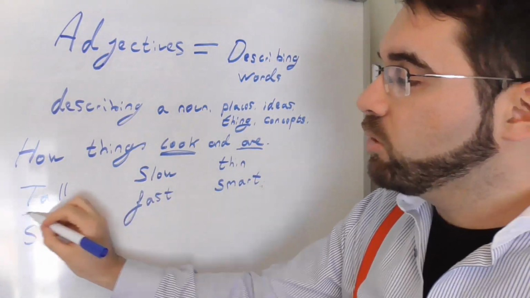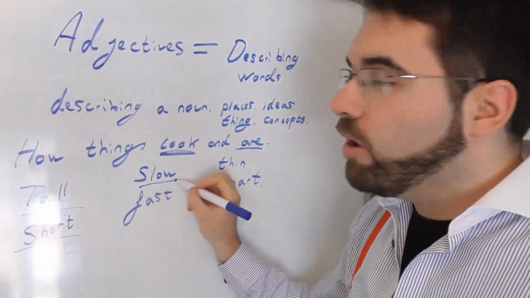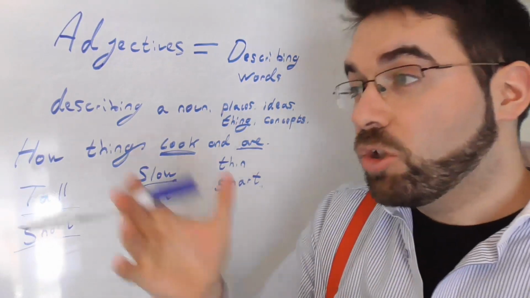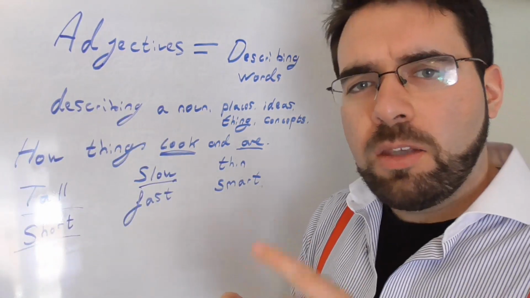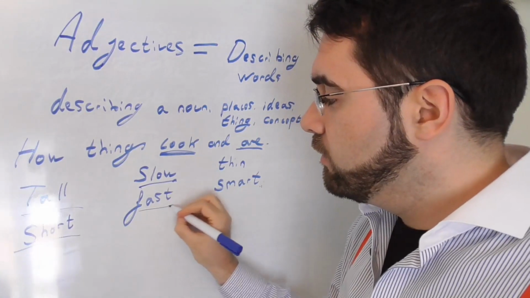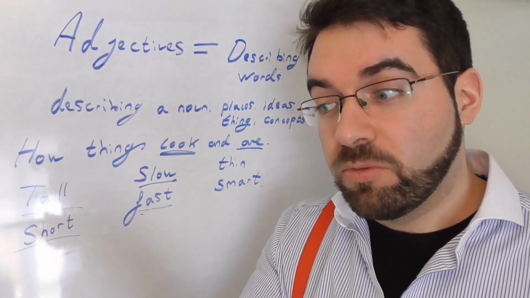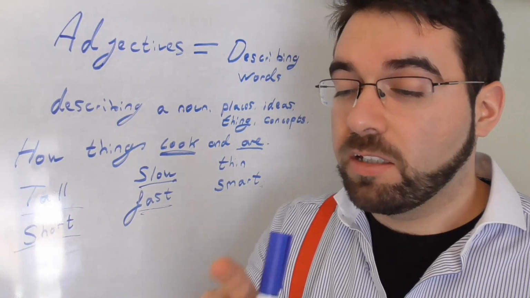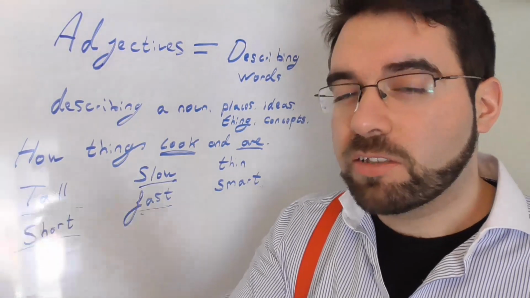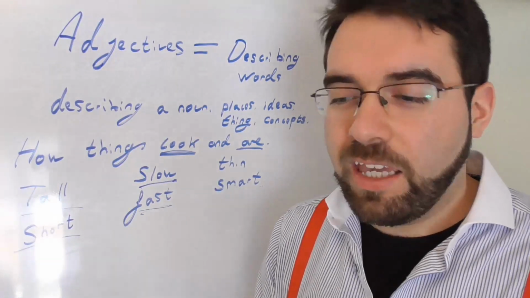So we say words like tall, short, slow. Slow, moving along slowly. She drives slowly. He walks slow. Fast. That turtle is really fast. That cheetah is really slow, but that turtle is really fast. That turtle over there is so fast, it beat that hare in a race.